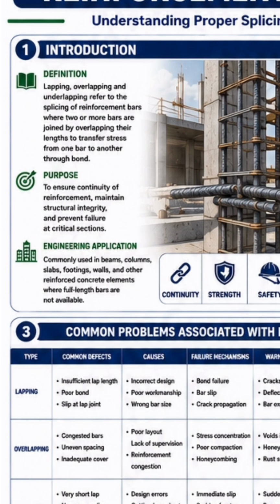From our first point, we have the introduction, which helps to define lapping, overlapping and underlapping of reinforcement. Lapping refers to the splicing of reinforcement bars, where two or more bars are joined by overlapping their length to transfer the loads from one bar to another through bonds. So you just join your reinforcements together. Sometimes you can use binding wire to do your lapping, sometimes you can use bolt and nut, and sometimes you can actually do a welding procedure.